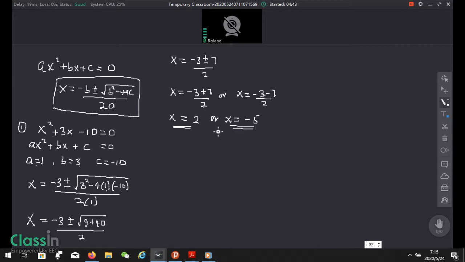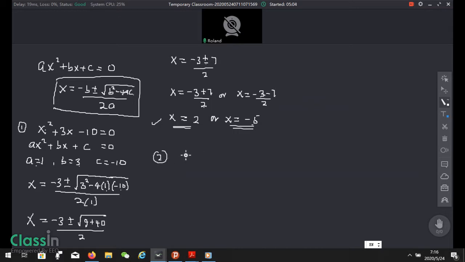We can check our answers by putting 2 into the original equation to see if we get 0. Of course, when you put 2, you get 4 plus 6, which is 10. 10 minus 10 is 0, so 2 is correct. You can check for negative 5, it's also correct. Let's try one last example.